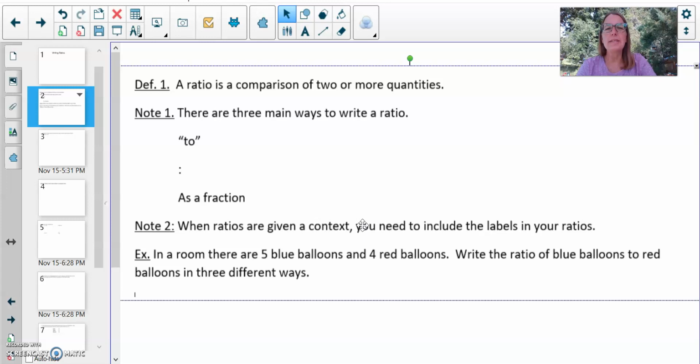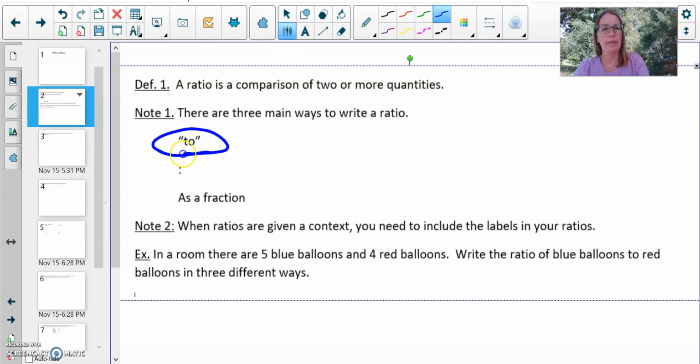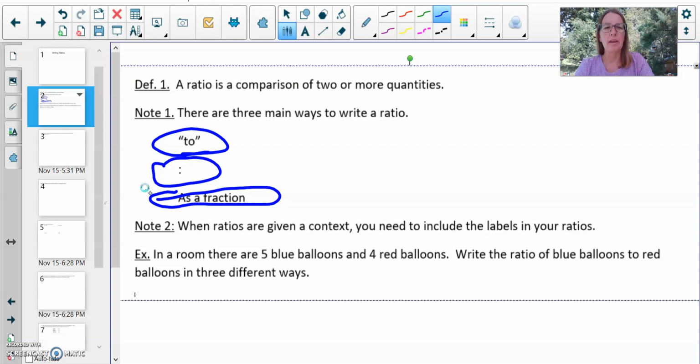So first, a ratio is a comparison of two or more quantities, and there are three main ways to write a ratio. You can use the word "to," you can use the colon, or you can write it as a fraction. When ratios are given a context, remember you need to include the labels for your ratios.